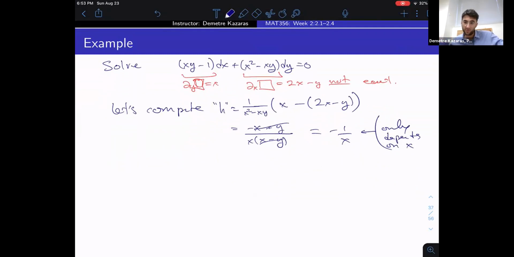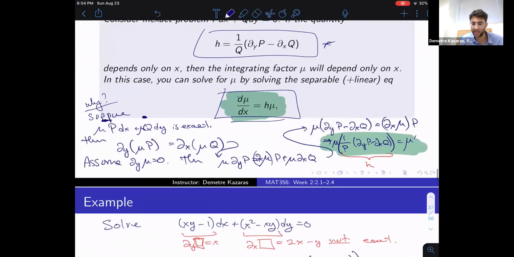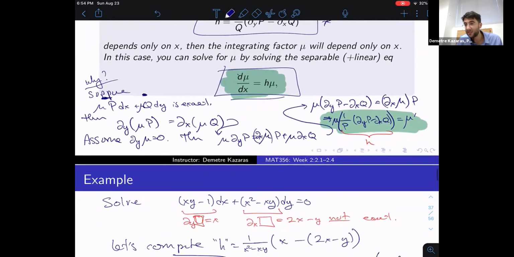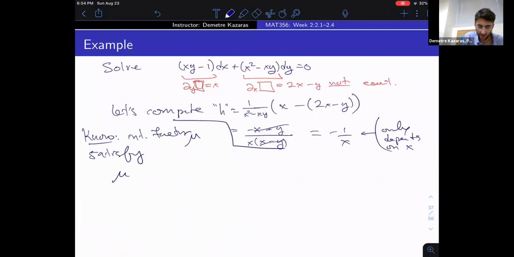So we're in business. Now, from the fact that we just learned, this means that the integrating factor will be a function of just one variable, and it will not be so unmanageable. So now we know the integrating factor mu will satisfy this: it'll only depend on x, and its derivative will be equal to h times mu. So it'll satisfy, by the way, it's only a function of x, and mu prime will be equal to minus 1 over x mu.